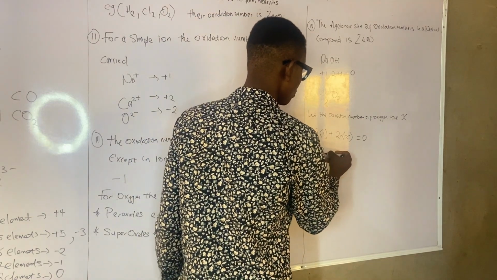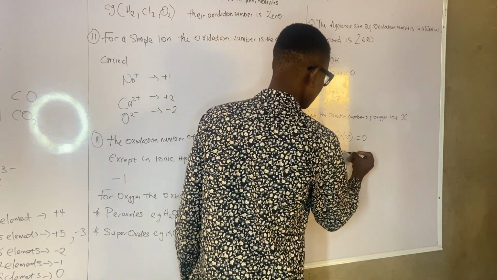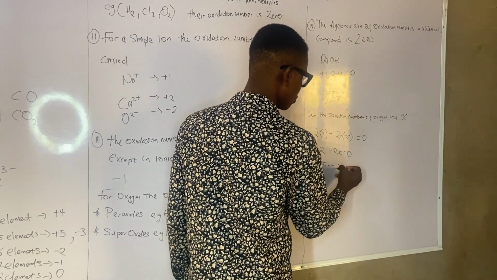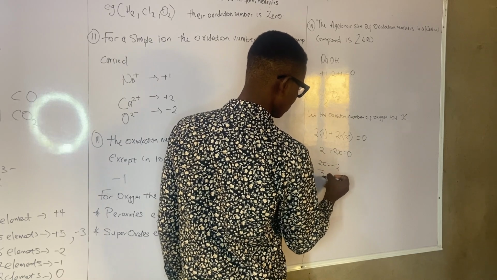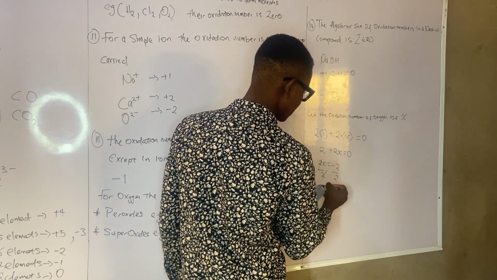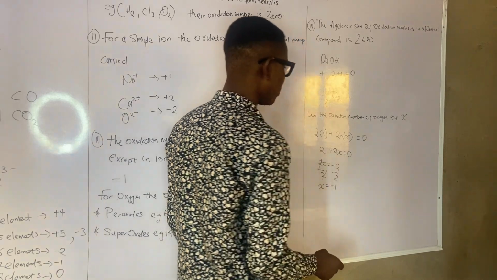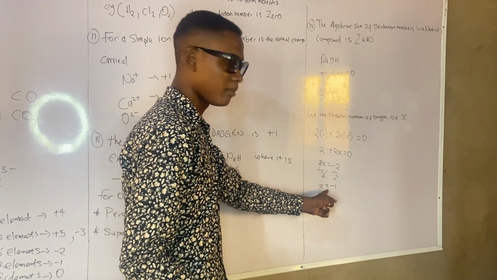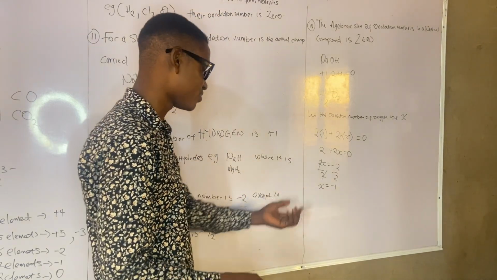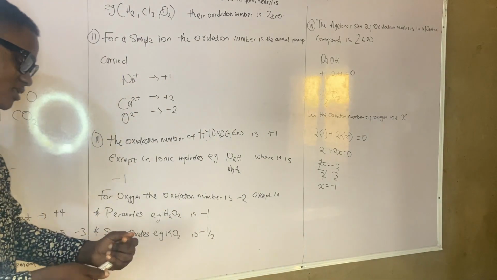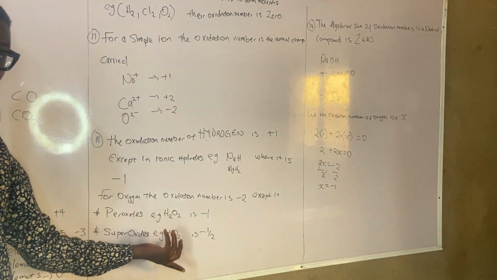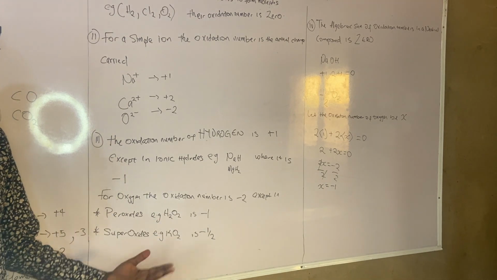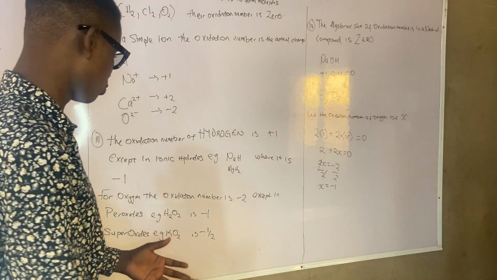That will be 2 plus 2x equal to 0. And that will be 2x equal to what? This 2 will come over here, minus 2. Then you divide both sides by 2. Then x equal to minus 1. Now, that is showing that the oxidation number of oxygen in this compound is minus 1. Do you understand? So it's very, very simple. And if we do the same thing for potassium superoxide, you will still get minus half. So that's also giving you a basic rule.